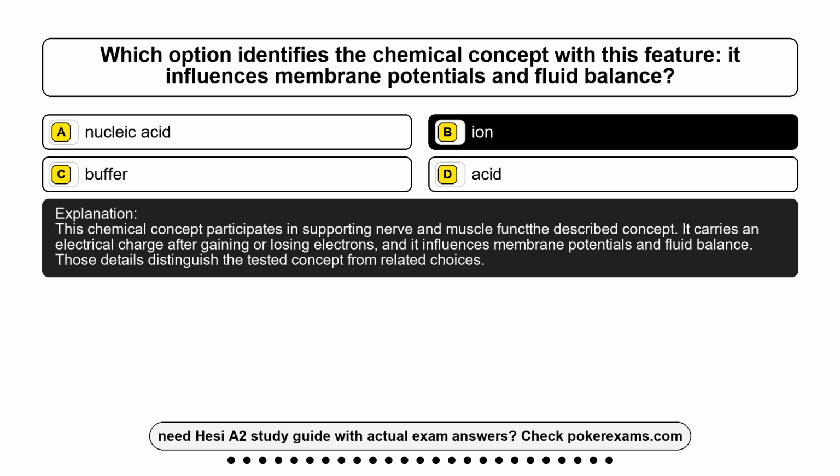This chemical concept participates in supporting nerve and muscle function. It carries an electrical charge after gaining or losing electrons, and it influences membrane potentials and fluid balance. Those details distinguish the tested concept from related choices.